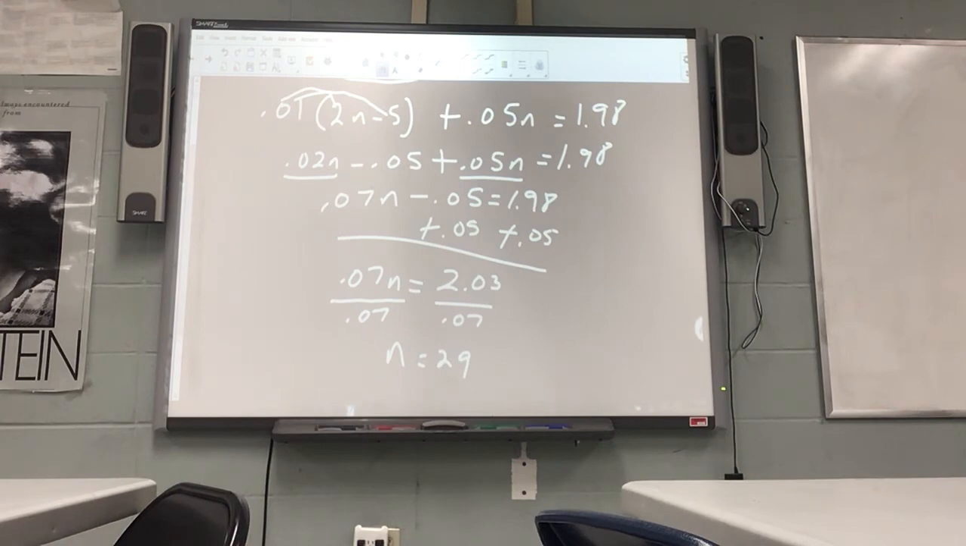Okay, so we know how many nickels he has. Now we're going to figure out how many pennies he has. So we just plug it in for N? Uh-huh. So I'd go to P equals 2N minus 5. P equals 2 times 29 minus 5, that's 53. So he's got 29 nickels and 53 pennies.